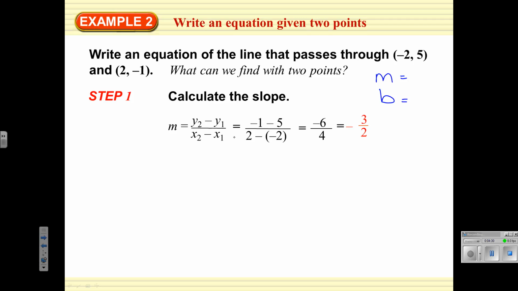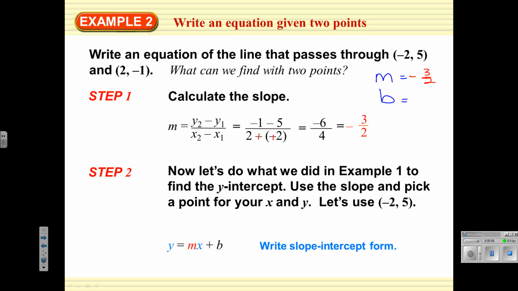Y sub 2 minus y sub 1. And we do -1 minus 5. And on the bottom we do 2 minus a -2. Obviously these add together, so we get -6 over +4, or -3/2. So now we know our slope is -3 over 2. Correct? Let me make that a little more clear. We know our slope is -3 over 2.